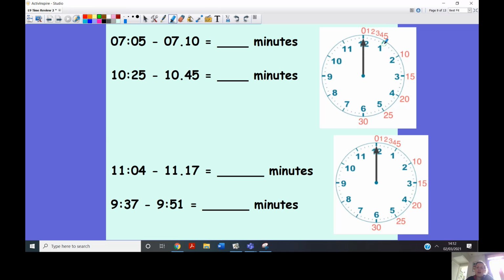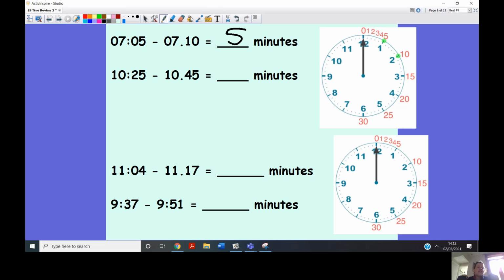Well, let me find 5 past the hour. Oh, it's here. Where's 10 past the hour? Oh, it's here. We know between each one of these numbers is a period of 5 minutes. So that's simple enough. I know it's 5 minutes. I also know that if I add 5 to 5, I make 10.